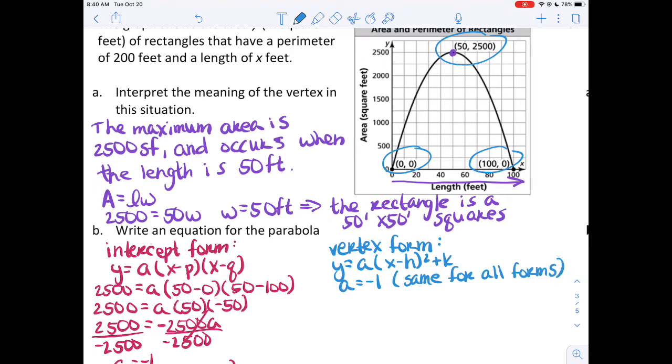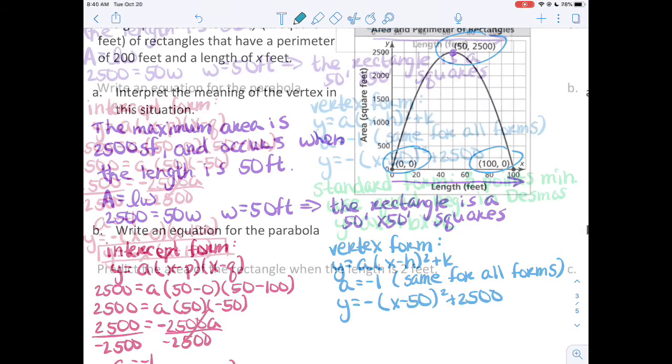So plugging in an A of -1 and plugging in my H and K of 50 and 2500, I could write vertex form to be negative x minus 50 squared and then plus 2500.